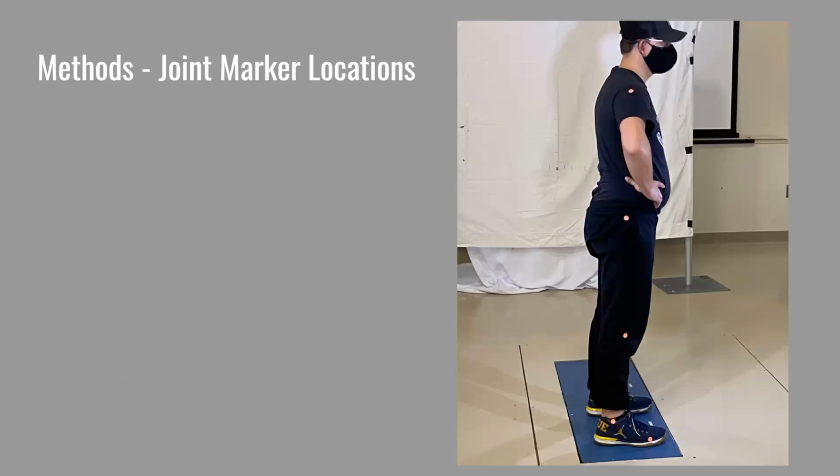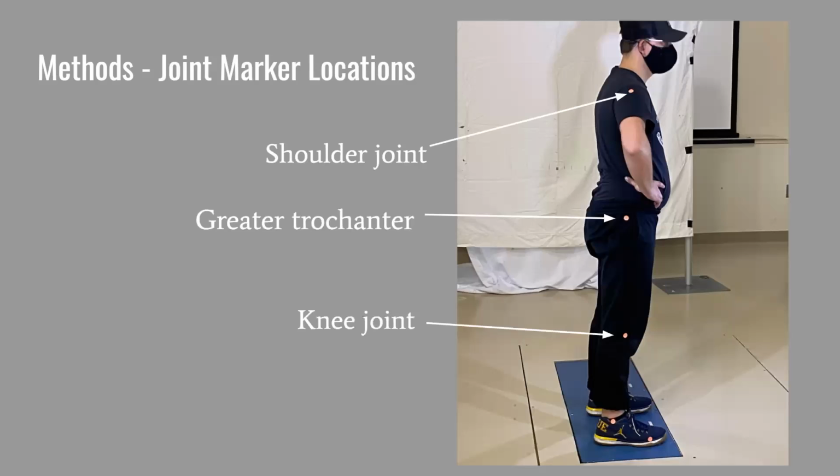During this time, the joint markers were put on the participant so that the cameras could record the joint angles throughout the squat jump. We had 5 of them, on the shoulder joint, greater trochanter, knee joint, ankle joint, and then the 5th metatarsal.